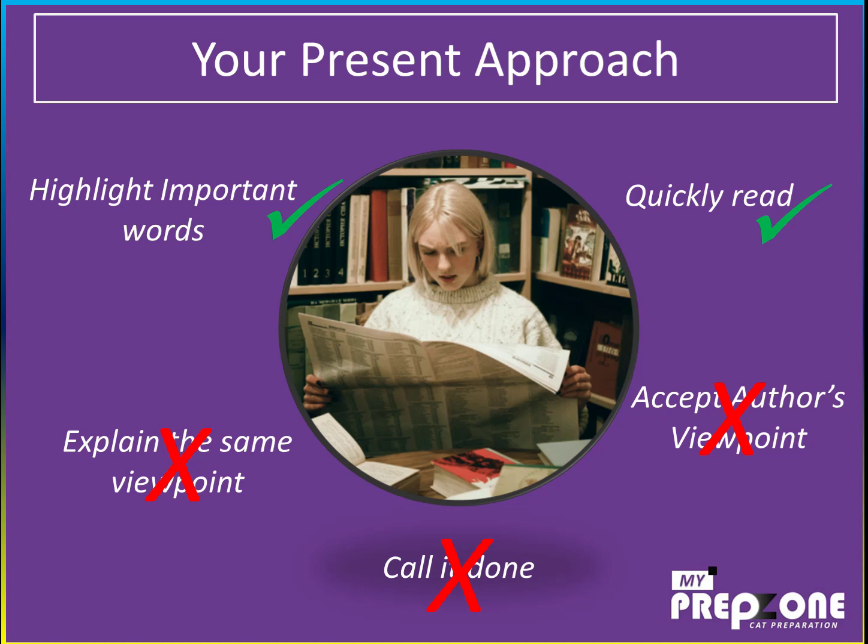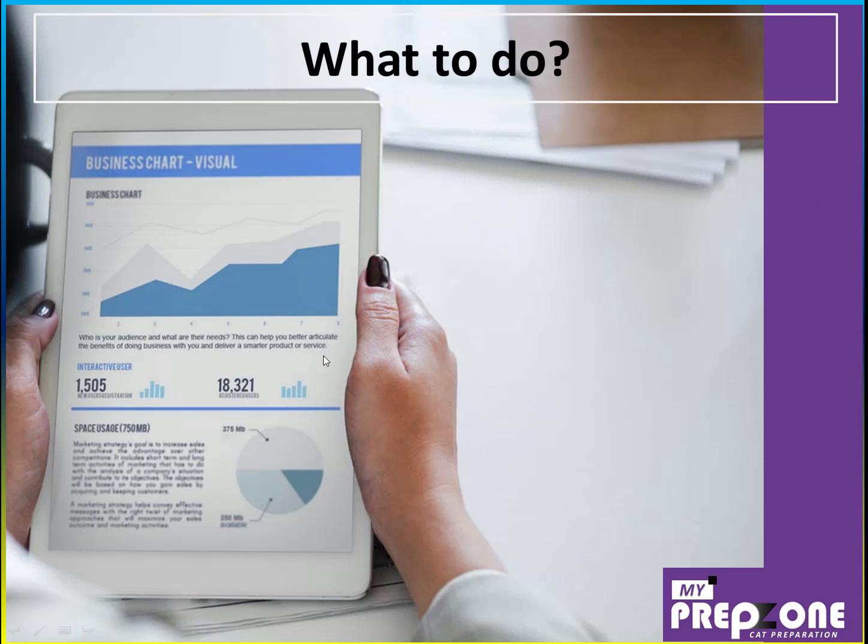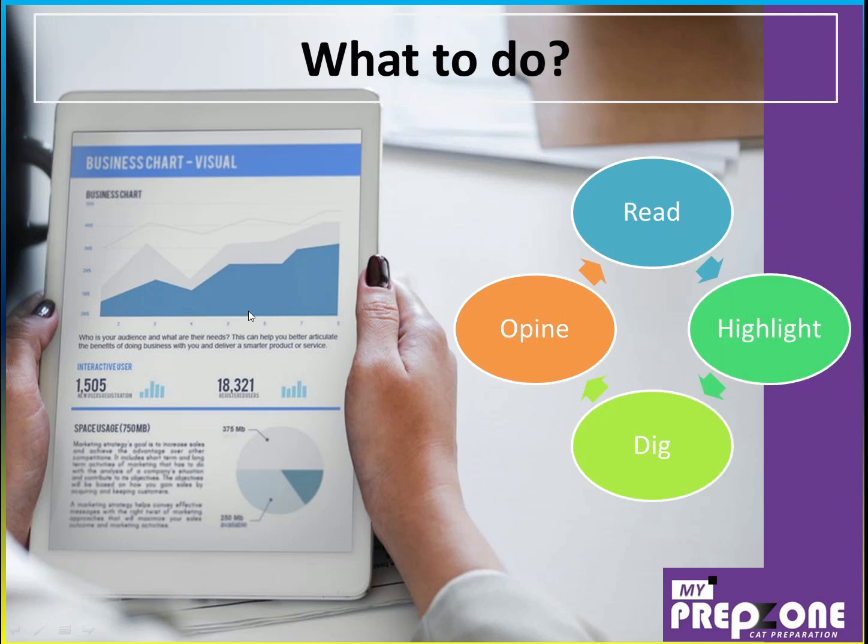Now, these are the things that we should definitely not do. And these are the things we definitely should do. Now, it is important for us to quickly read things because we do not have time. But it is even more important for us to not do this thing, like explaining the same viewpoint to others and accepting the author's viewpoint, because it simply tells us that we are no more than a passive receiver of information.